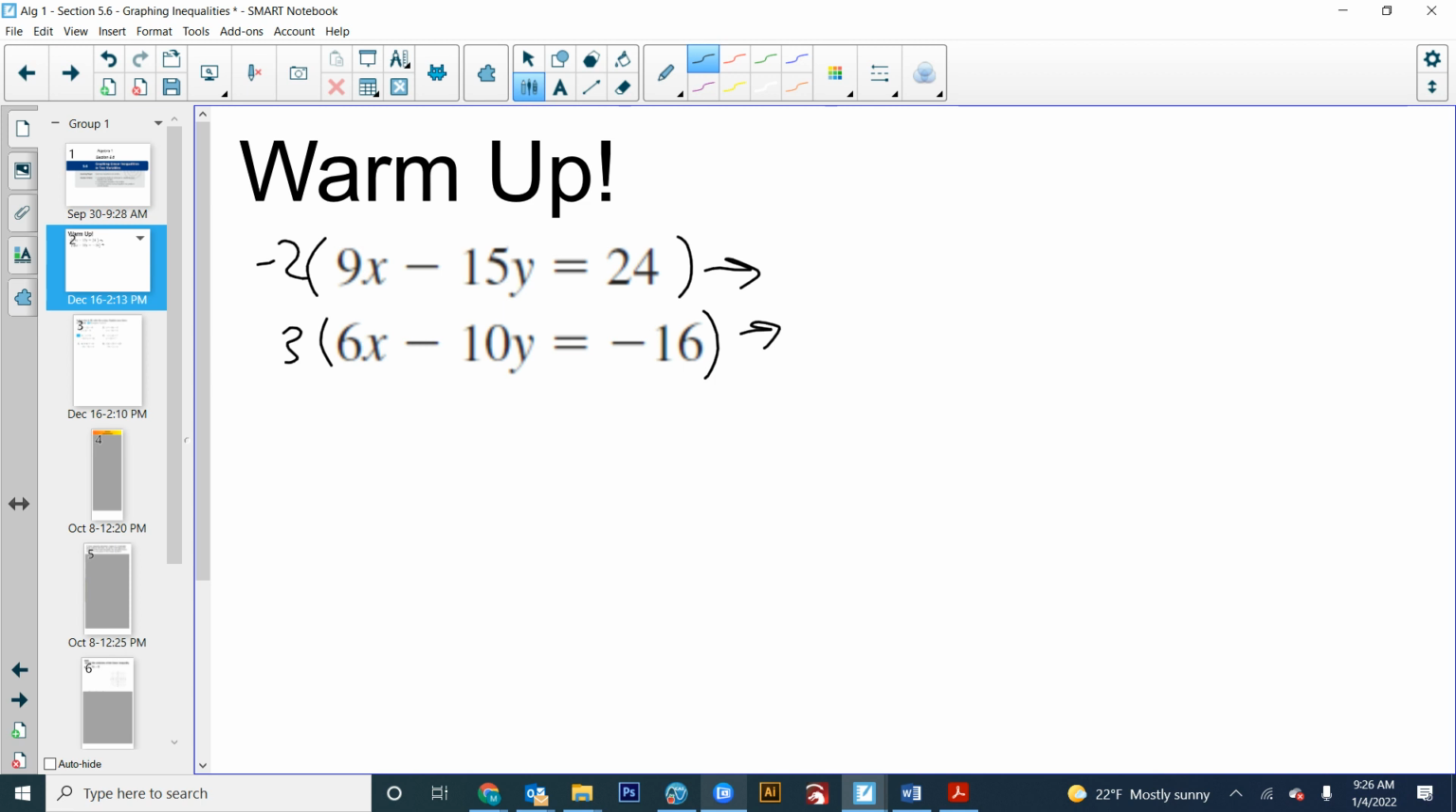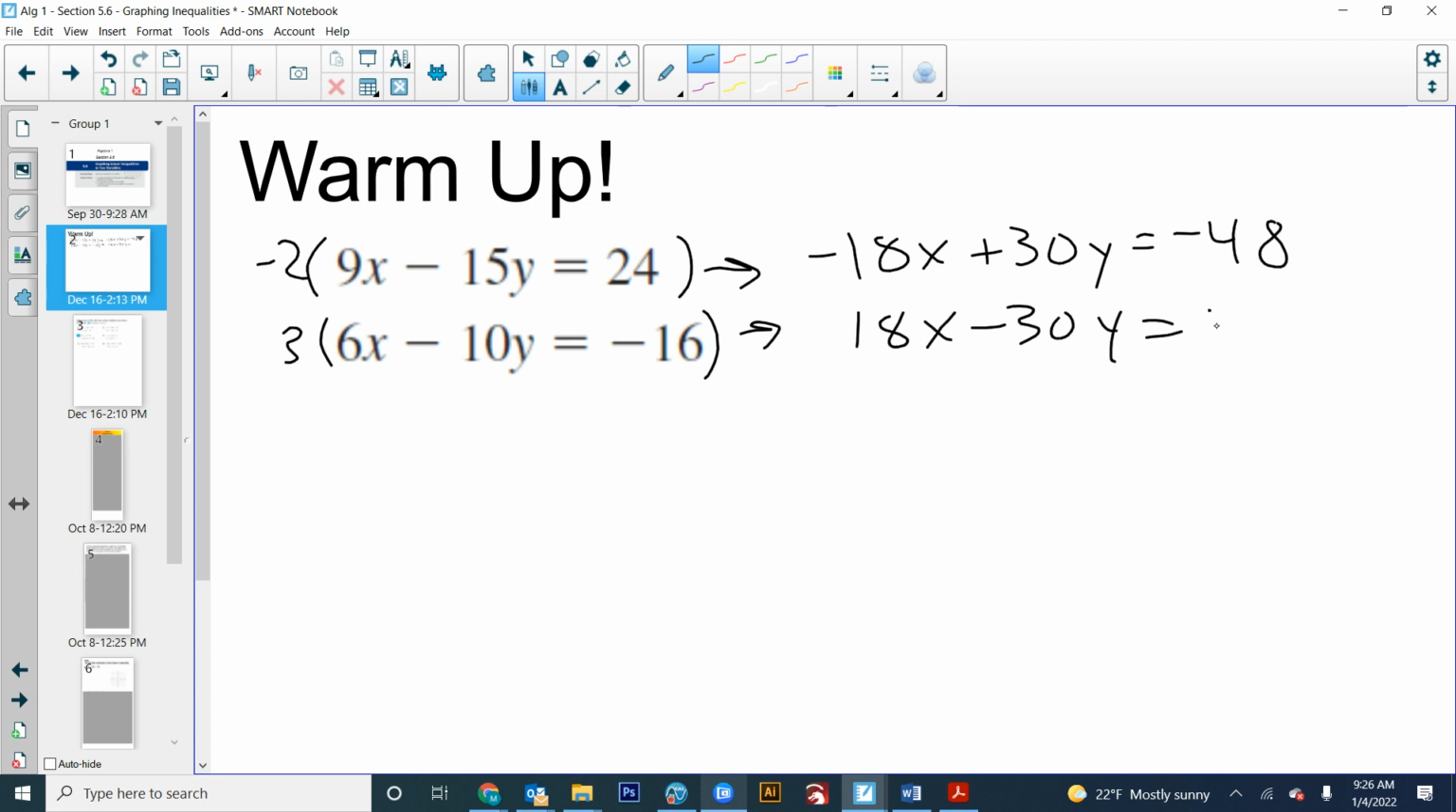Logan, change the top equation for me if I multiply anything by negative 2. What'd you get? Negative 18x plus 30y equals negative 48. Thank you. Makana, multiply everything by 3 on the bottom, please. 3 times 6 is 18x minus 30y equals 48. And what did that do, guys? This is nice because what happened to everything? Everything got canceled. Right? Matt.